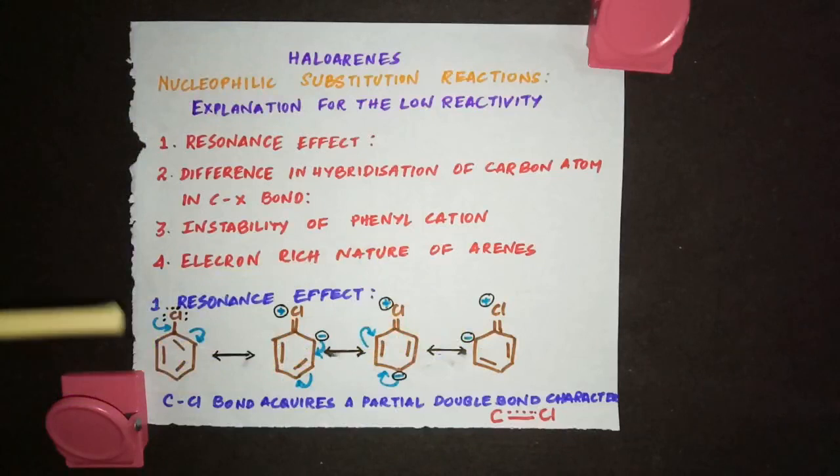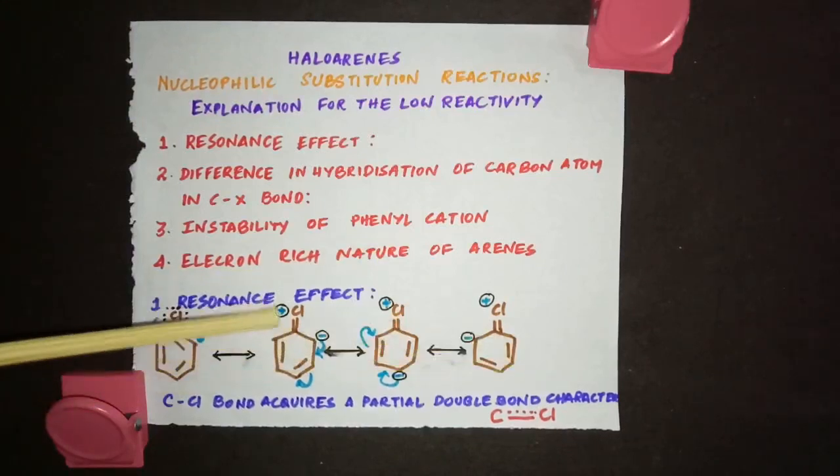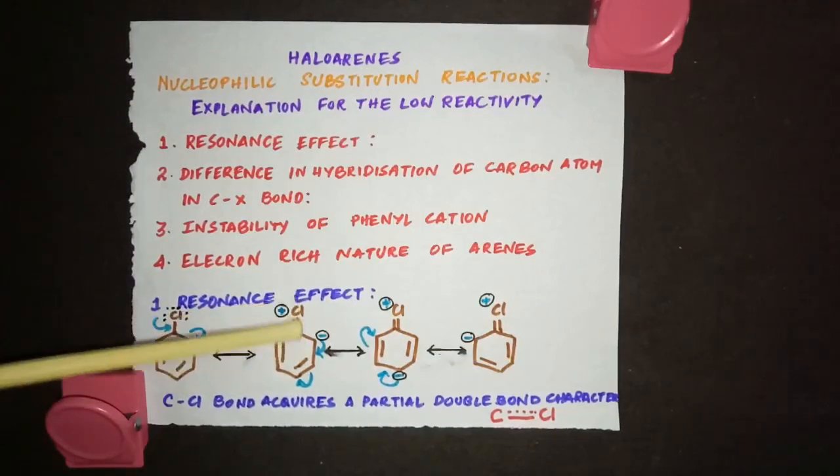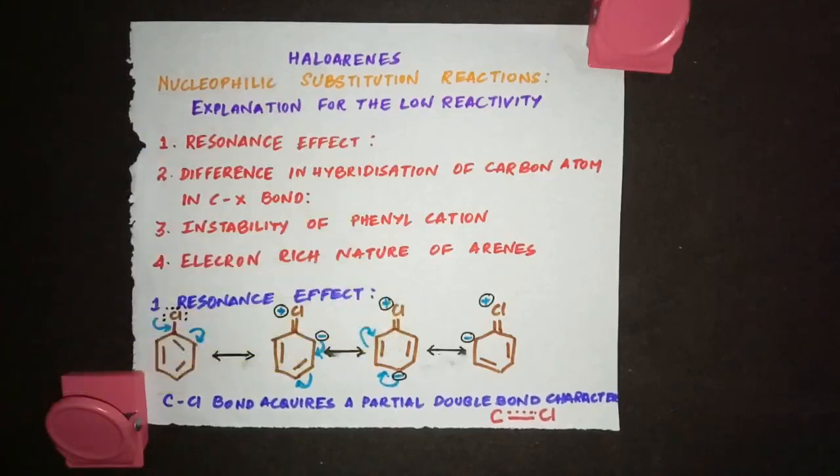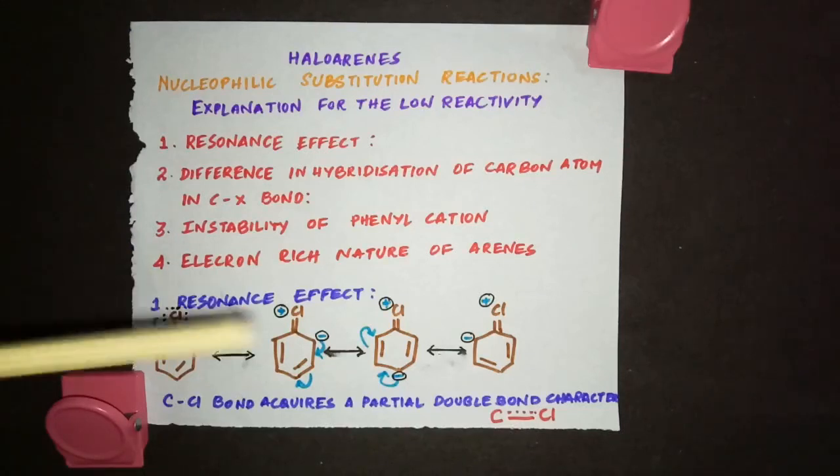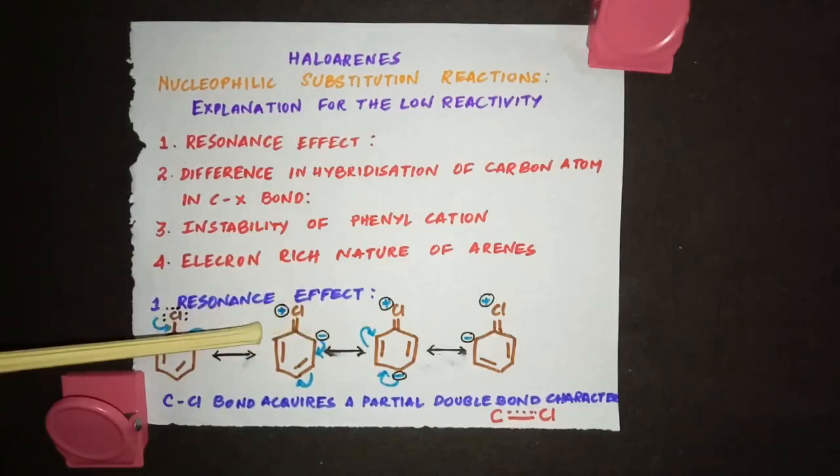When you do this resonance, look at this bond between the carbon and the chlorine. It gets a double bond. We call this partial double bond character. So in the resonance structures, you have a partial double bond character between the carbon and the halogen. As a result, this bond becomes stronger. When you compare a single bond and a double bond, a single bond is easier to break than the double bond. Now, the breaking of this will become difficult.